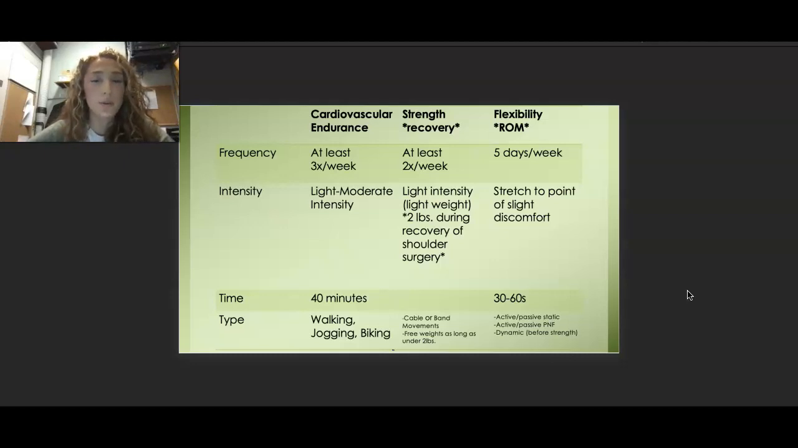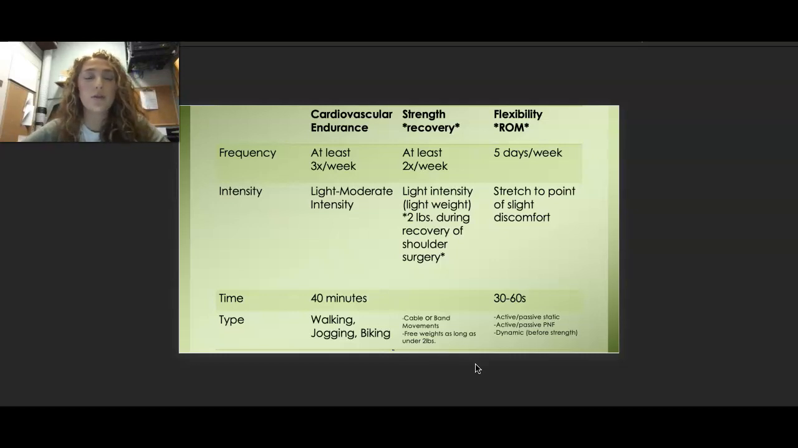We want to make sure that we're progressing in a way that doesn't push the patient too far, where he either feels discouraged by his progress or he further injures himself. So the type, we can do cable or band movements, and we can do free weights as well, as long as, again, they're under 2 pounds.